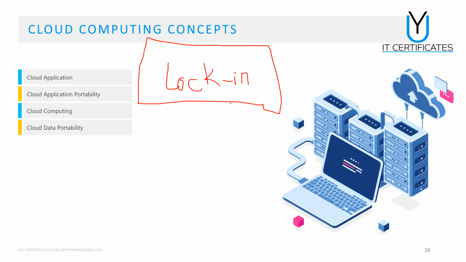Cloud data portability is exactly the same as we explained for the cloud application portability, but with cloud application portability you are able to move the application itself from one infrastructure to another. Here, with cloud data portability you are moving the data itself, not the application, the data itself. The portability concept is the same, that you are able to move from one cloud service provider to another, or from one cloud hosting model to another.